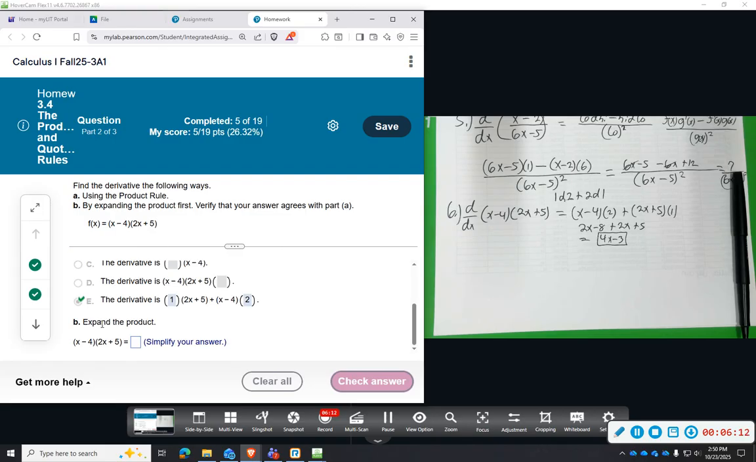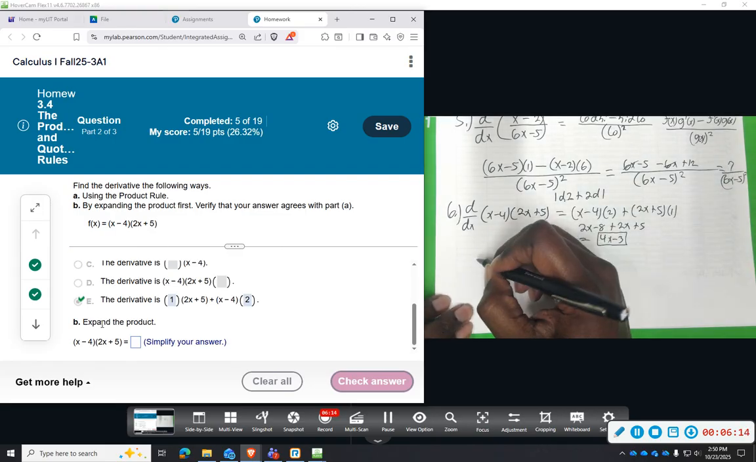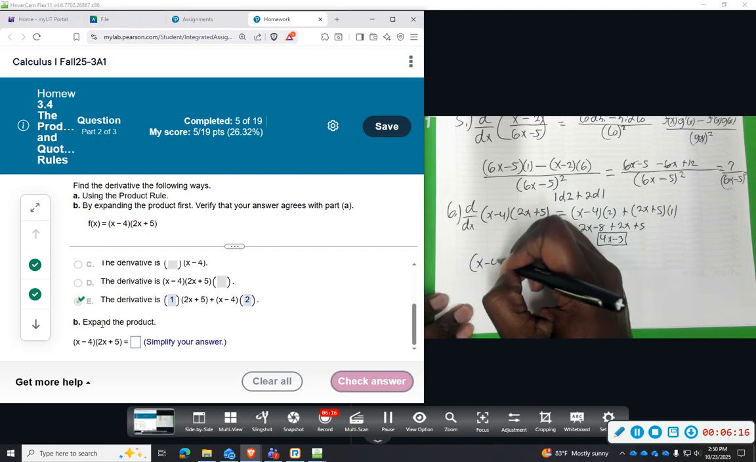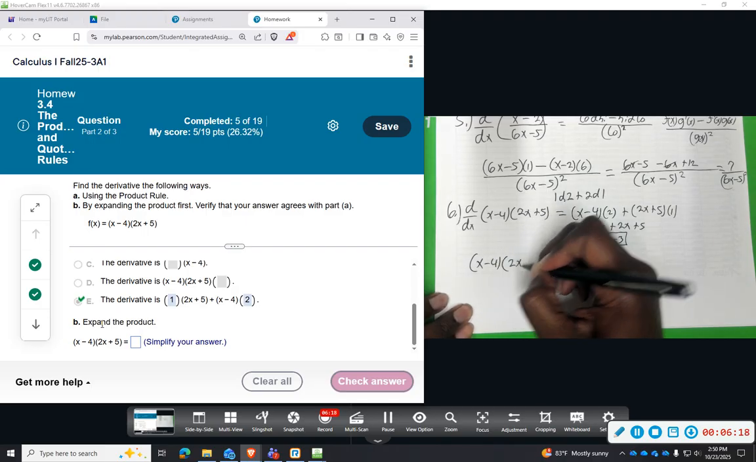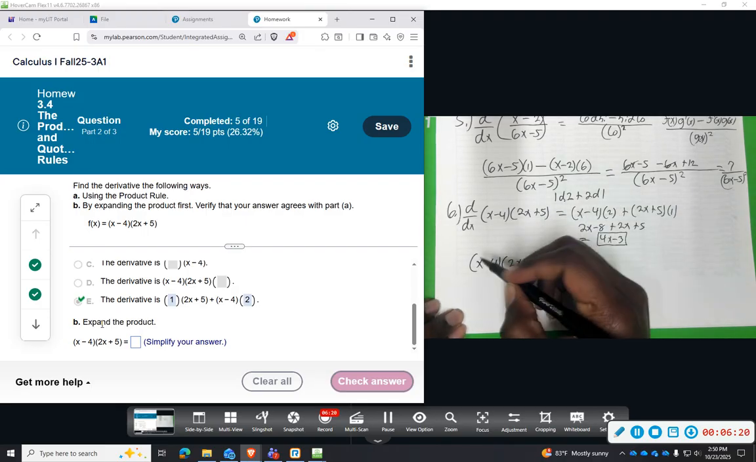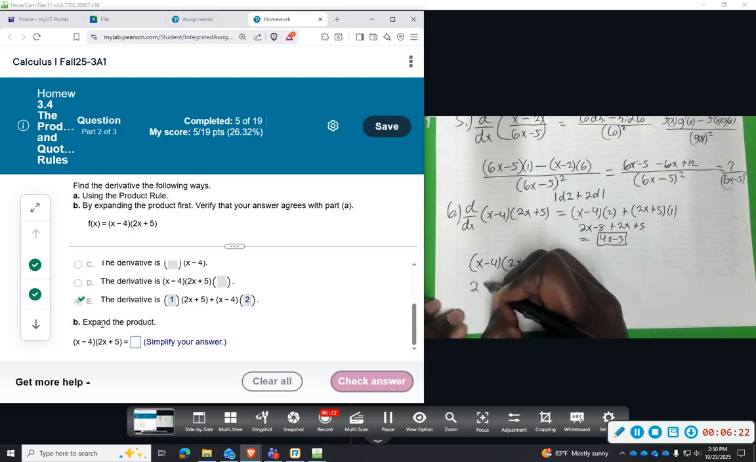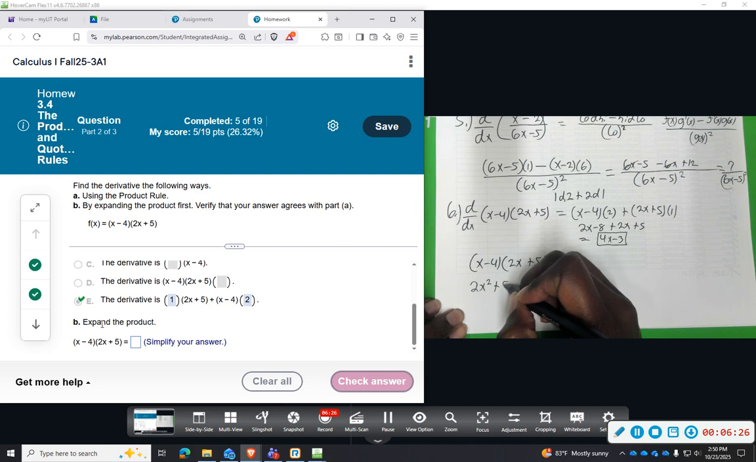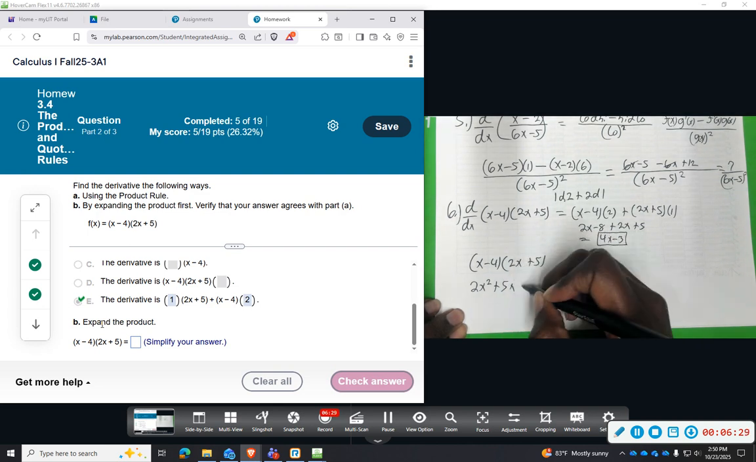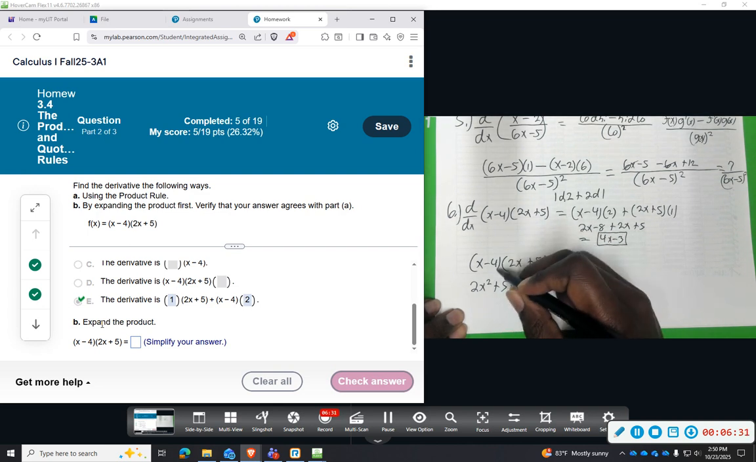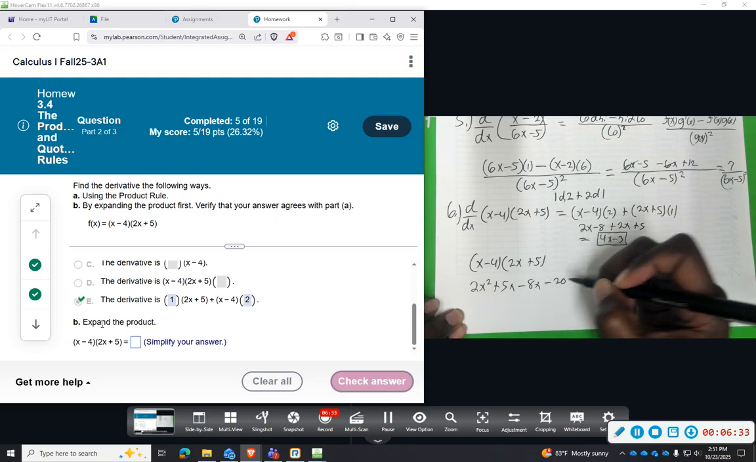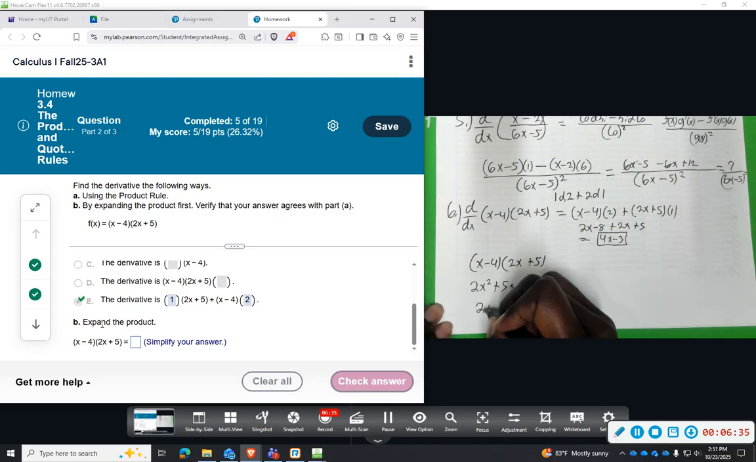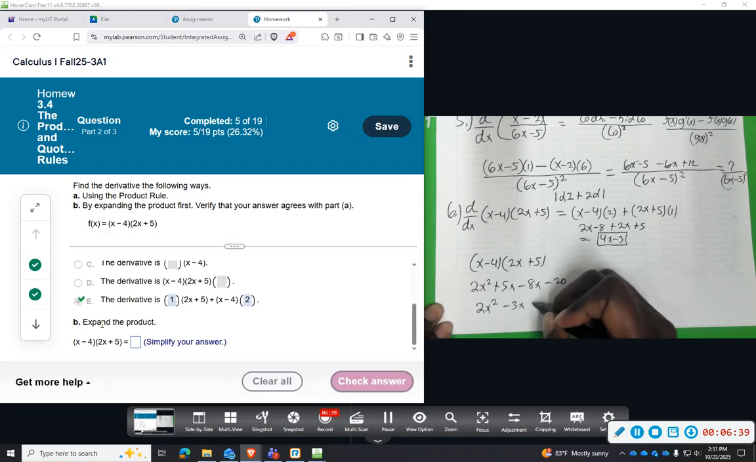And then if we expand the product, so if we FOIL this out, x minus 4, 2x plus 5, that will give us 2x squared plus 5x minus 8x minus 20. So we'll have a 2x squared minus 3x minus 20.